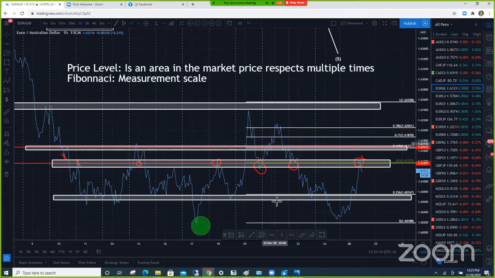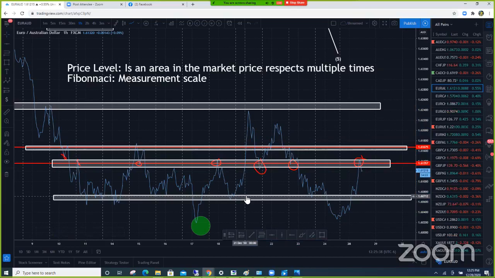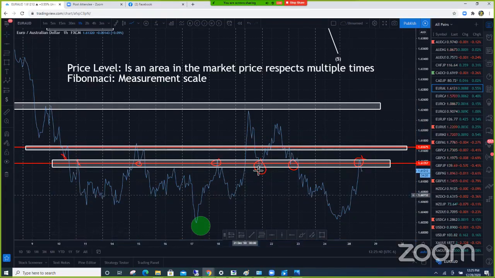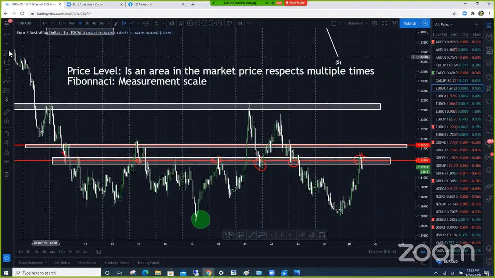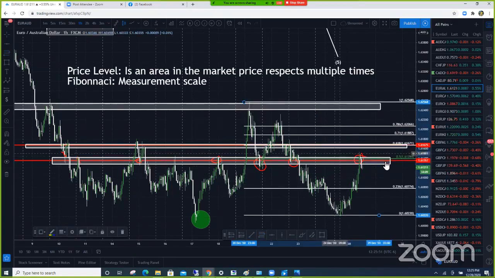I want to look at my 2 price zones. And right now, this 23.6 zone isn't relevant. So now I know that my 2 relevant price zones are where the 50 and the 61.8 are. So now I have an area where I want to sell. And it's as simple as that.